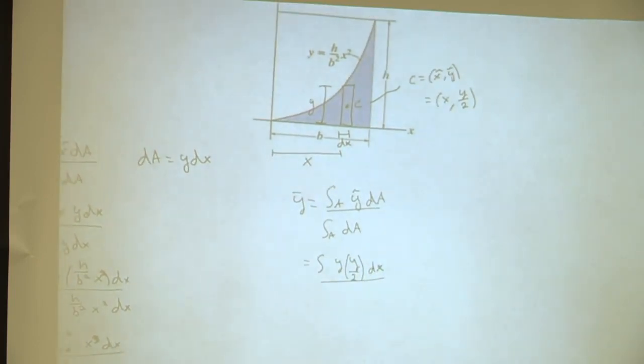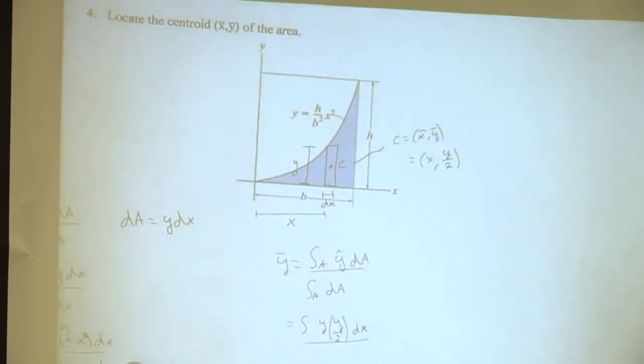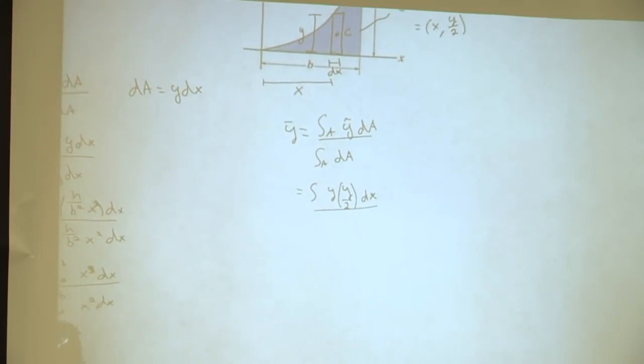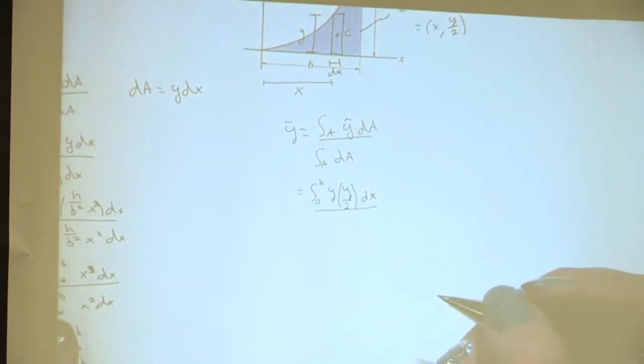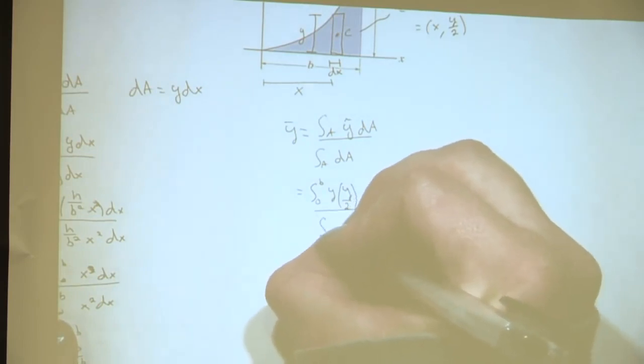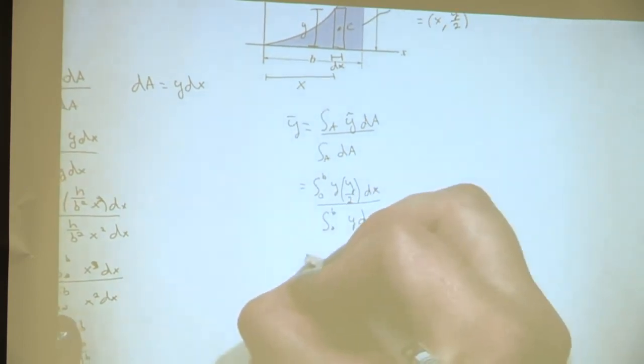Can you do dy? Yes. If we did that, we would have to draw the different differential element, but I'm leaving it like this so that we only have to draw one, and it makes it simpler. Okay, so we have 0 to b, and then what should be on the bottom? So 0 to b, so yep, y dx.